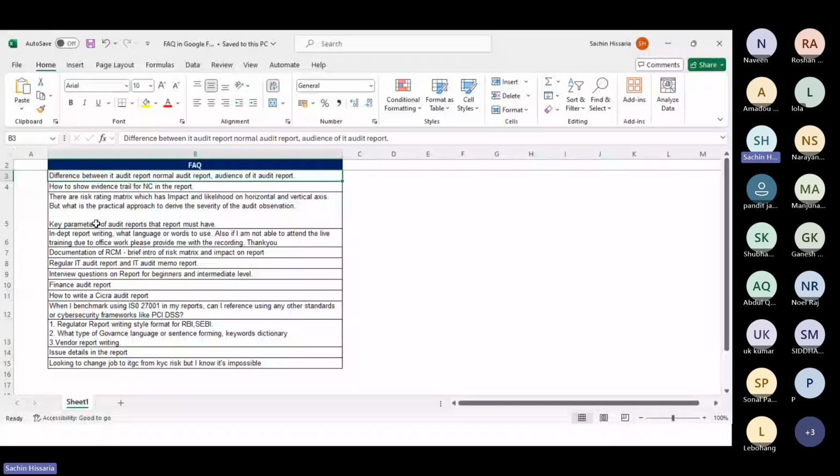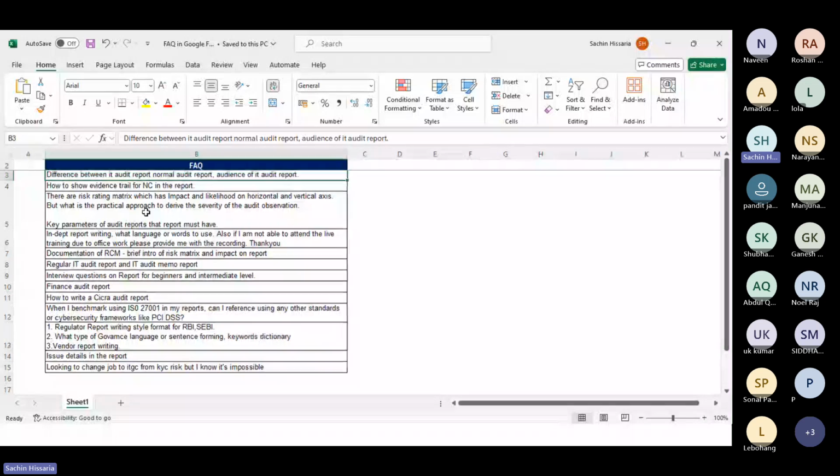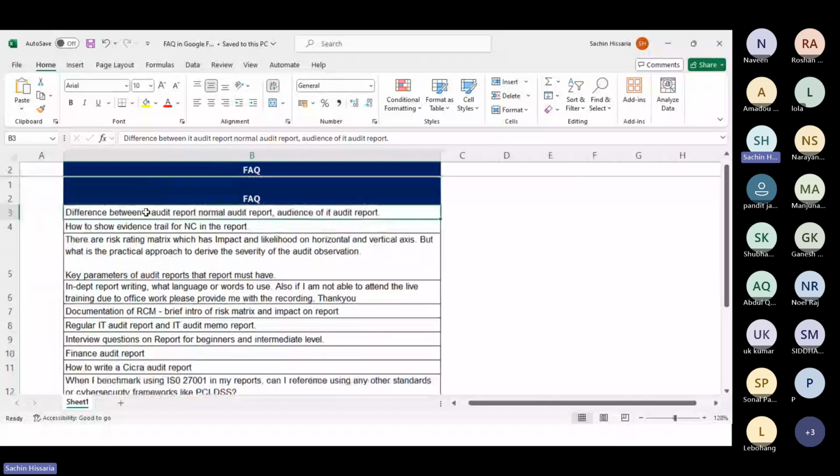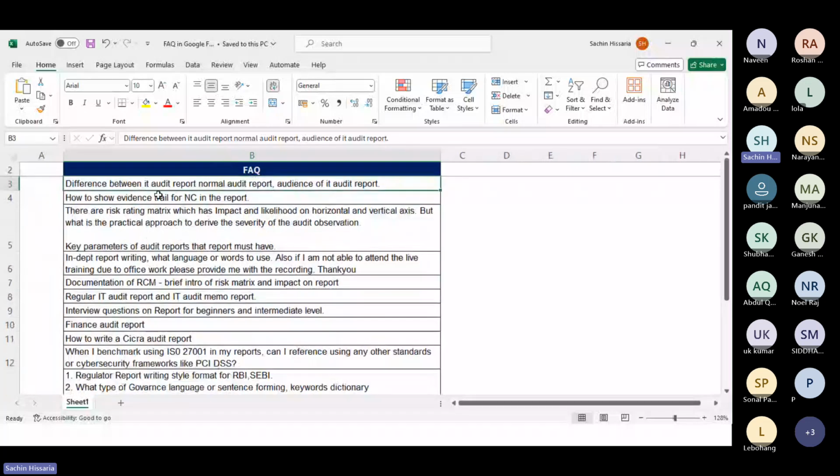So we'll see cost benefit analysis or root cause, and accordingly we'll give the appropriate recommendations. Okay. So first FAQ: difference between IT report and normal audit report format. See, format wise, there is no difference.